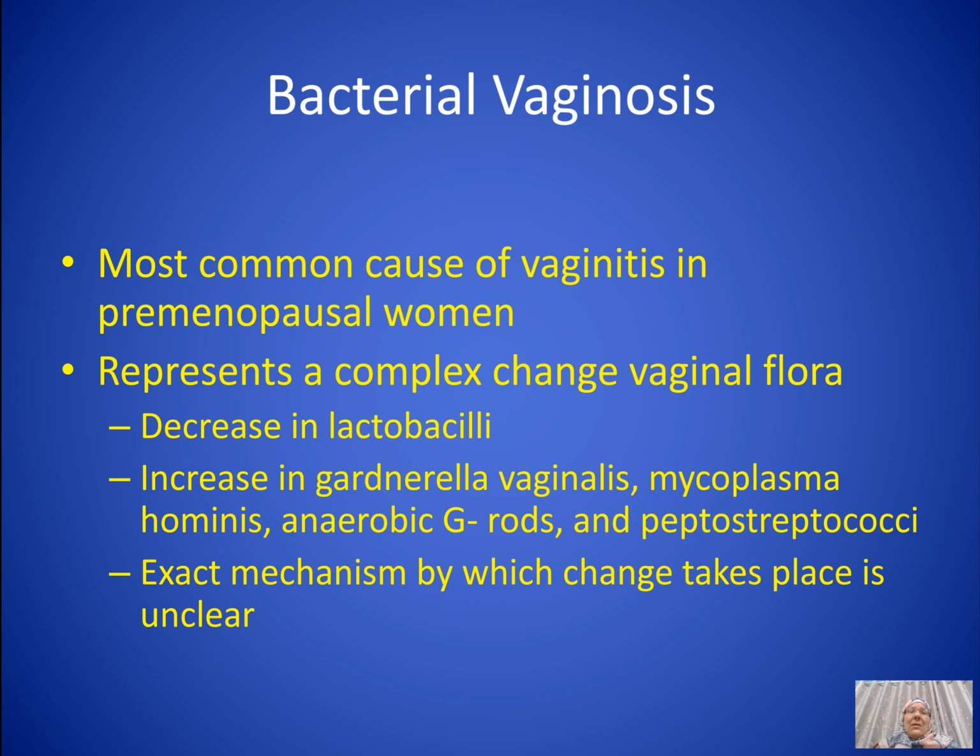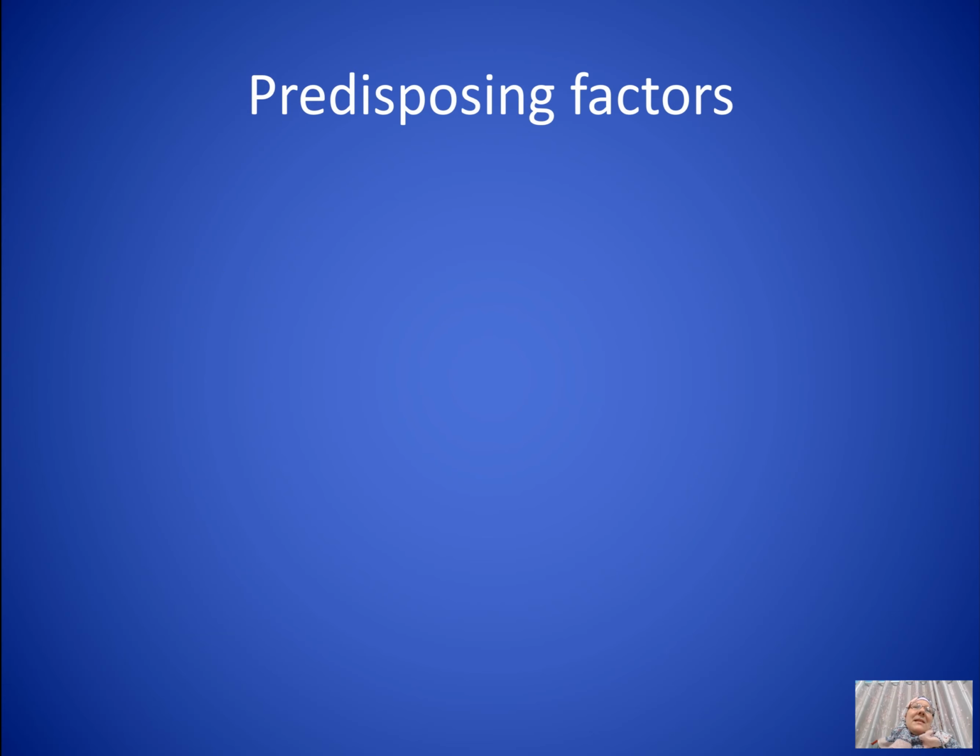Okay, so let us just go over this again with this slide to help you in text. This is the most common cause for vaginitis in premenopausal women. It is associated with a relative decrease of lactobacilli and an increase in anaerobes such as Gardnerella vaginalis, Mycoplasma hominis, and Streptococci can also be there, or anaerobe G-rods. The exact mechanism remains unclear why this takes place.